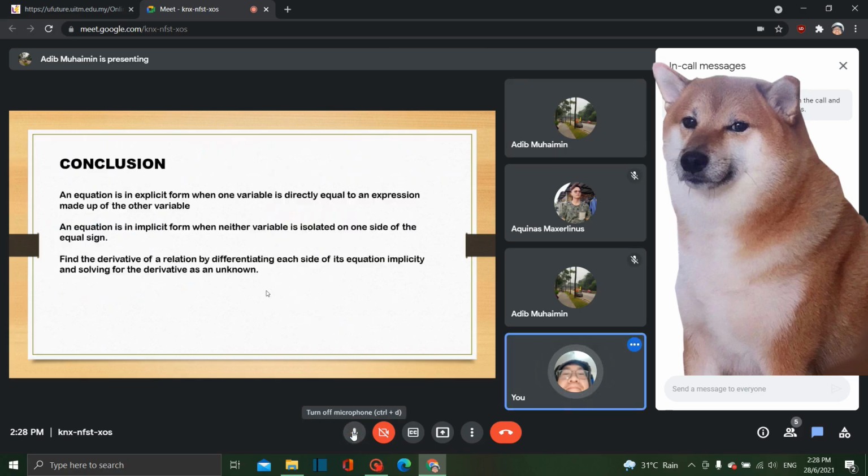In conclusion, with differentiation, an equation is in explicit form when one variable is directly equal to an expression made up of the other variable. Through differentiation, an equation is also in implicit form when neither variable is isolated on one side of the equal sign. And we find the derivative of a relation by differentiating each side of its equation implicitly and solving for the derivative as an unknown.